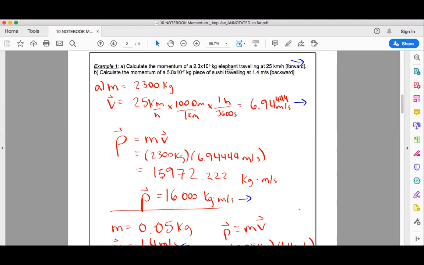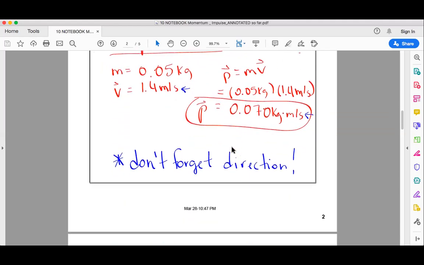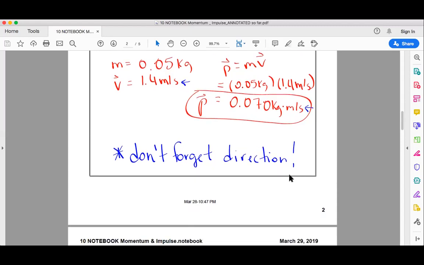Part B, calculate the momentum of a 0.05 kilogram piece of sushi traveling at 1.4 meters per second backwards. So we have these givens. Make sure we convert to SI units. And we have our equation that's momentum, already isolated, so we substitute our numbers and we get 0.070 kilogram meters per second backwards. Don't forget direction. Momentum is a vector quantity.